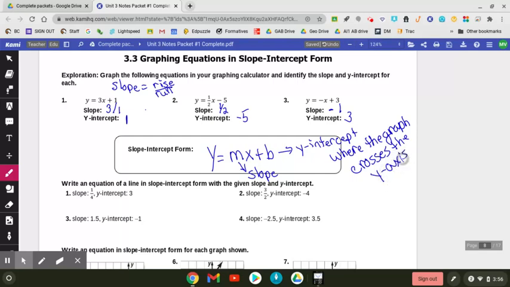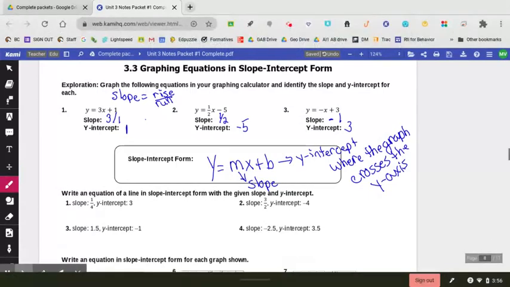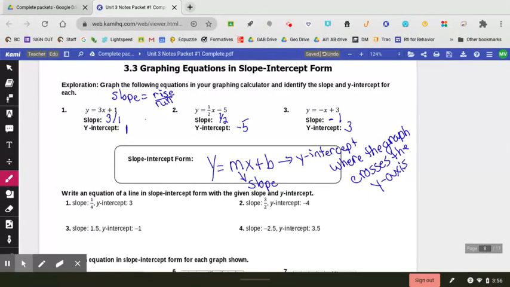So now the question is, how can I write an equation of a line if I know the slope and the y-intercept? So I'm using y equals mx plus b. So I'm going to replace m with 1/4, and the y-intercept with 3. So that gives me y equals 1/4 x plus 3. I want you to pause and try the rest.